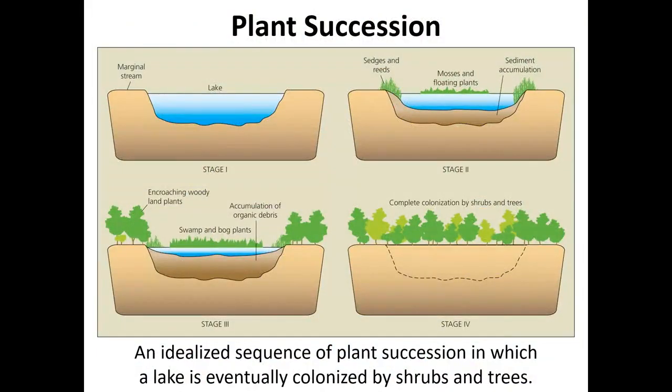So, plant succession. This kind of shows a lake where you have vegetation kind of form on the edge. First of all, a lake usually has vegetation forming along the edges of it and then in the middle of it.